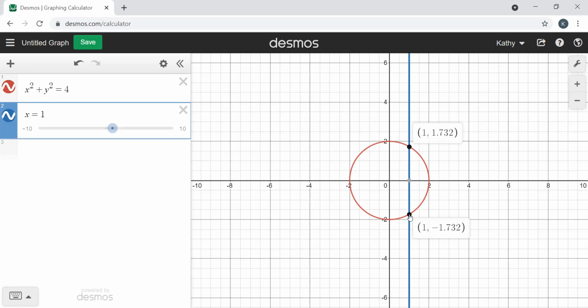If they only wanted this top tangent line, they'd have to give you more information. They'd have to tell you which y value to use. If they only wanted this bottom tangent line, again, they'd have to tell you which y value to use. At this point, either of these tangent lines is going to work.